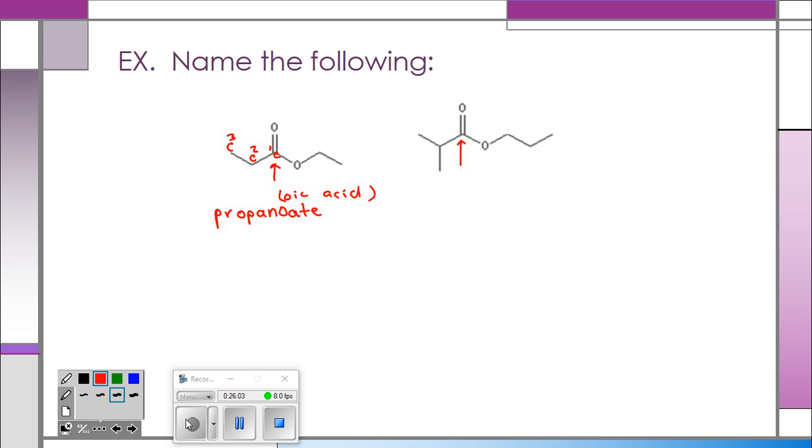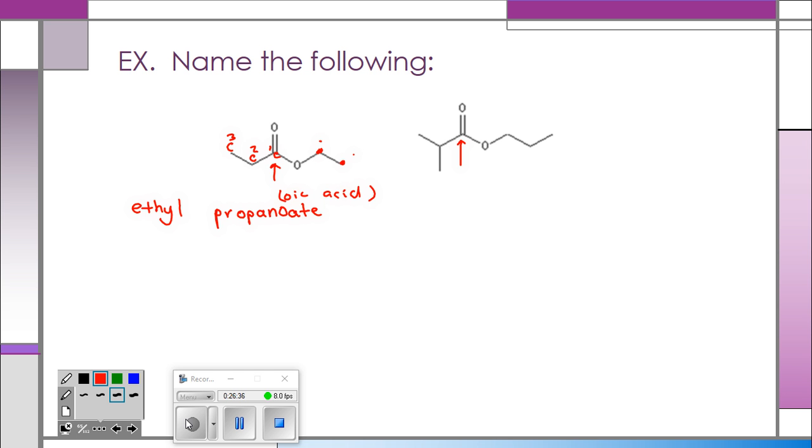Now on the other side of the molecule, after I have my ester group, my carbon double bonded to an oxygen and then another oxygen, I have these two carbons, 1, 2. That's the alkyl group that came from the alcohol. Those are the carbons that were part of the alcohol before we made an ester. There are 2 of them. If I was naming a regular side group that had 2 carbons in it, I would call it ethyl.